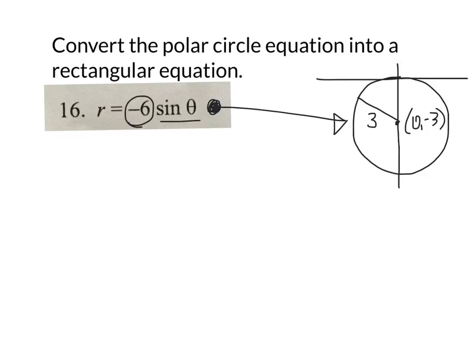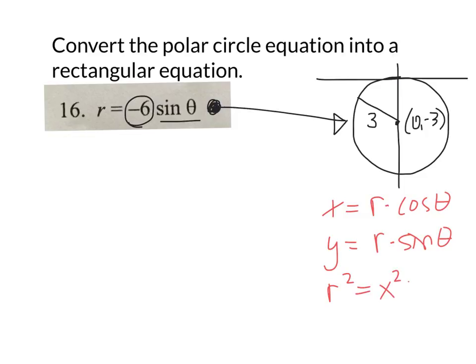So our conversions are x equals r times the cosine of theta, y equals r times the sine of theta, and r squared equals x squared plus y squared. So I need to find some of these things in order to be able to replace them with their rectangular counterparts. So I have sine here, it's missing the r, and I have an r here, which I would like to be r squared. So the first step we're going to do is multiply both sides by r.